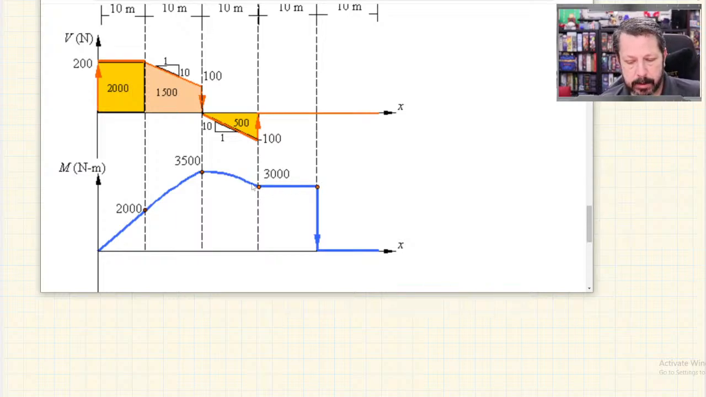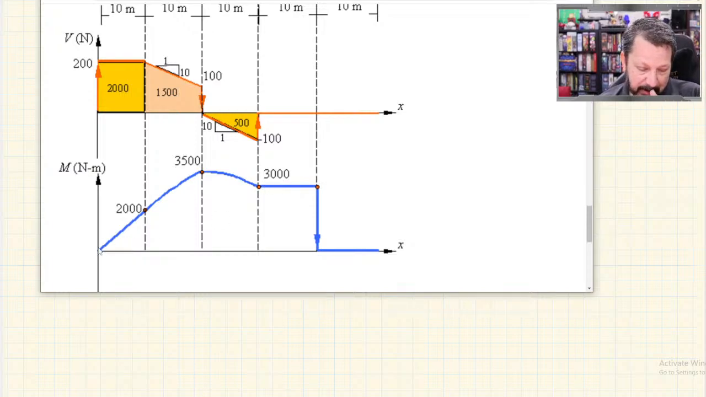The slope here looks like it's horizontal from this 3000 dot over to here. It's horizontal. That would mean the slope of 0. But if you look at the shear diagram, there's 0 shear. It's on the x-axis where it equals 0. So the 0 shear, 0 slope.